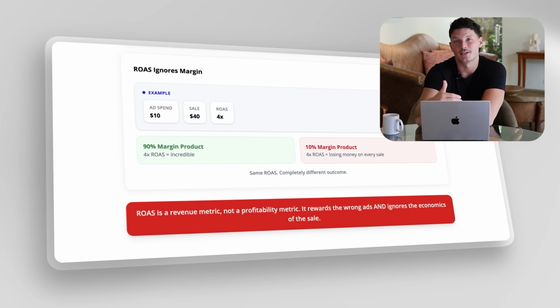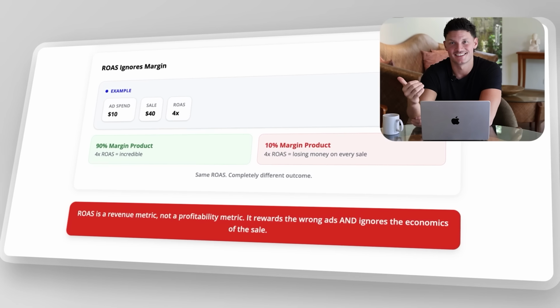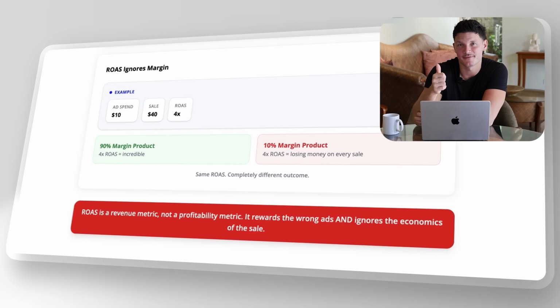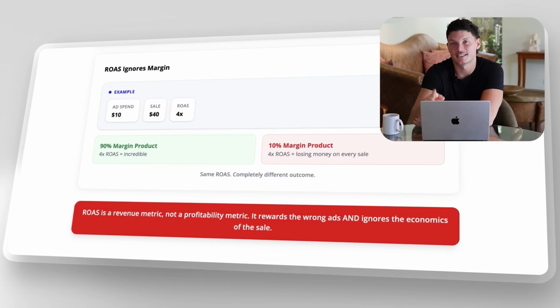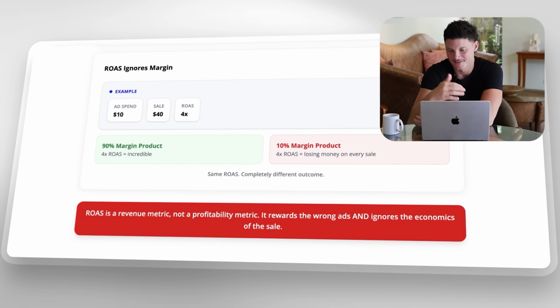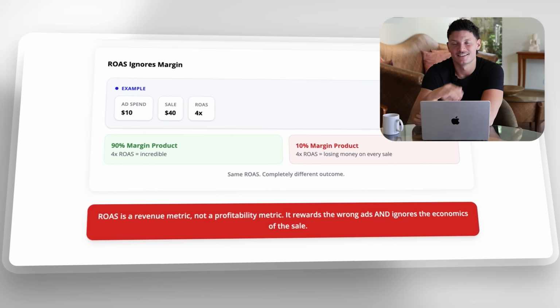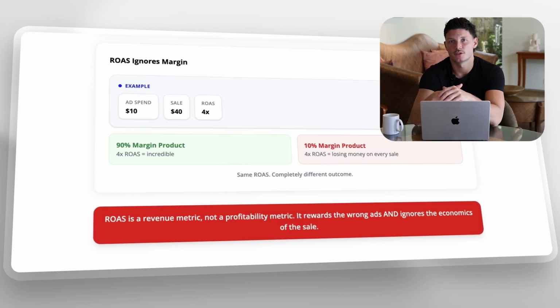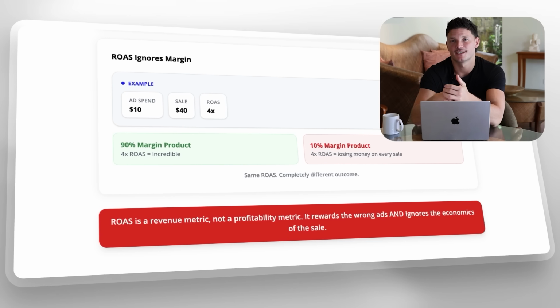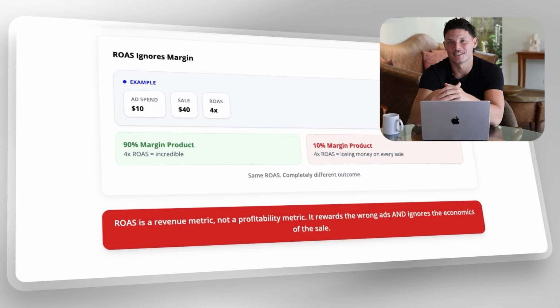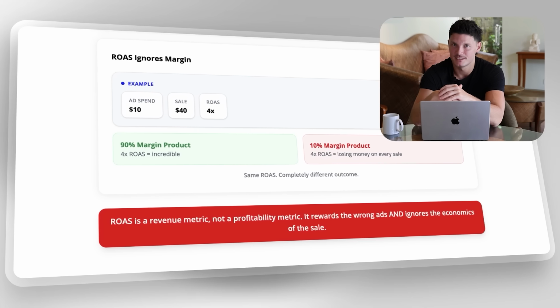And it gets worse. It ignores cost of goods sold completely. A 4x ROAS on a 90% margin product looks fantastic. A 4x ROAS on a 10% margin product, you're literally losing money on every single purchase. Same ROAS, totally different story. So ROAS, in short, incentivizes you to turn off the wrong ads and ignores the economics of a sale. Double whammy. Then people say, okay, let's use customer acquisition cost, or CAC.